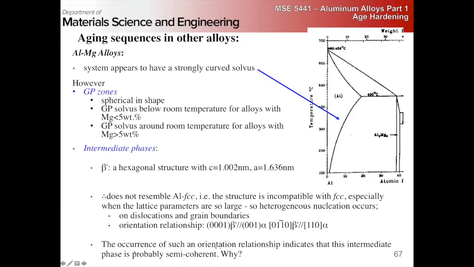Right? And then I have a leading question here: why? That's something I want you guys to think about. How do I know this isn't really coherent? We can say, if it was an incoherent interface, are we likely to observe any preferred orientation relationship? No. So how can we be certain that this is not going to be a perfectly coherent interface? And the answer is pretty simple, so don't spend a lot of time thinking about it.